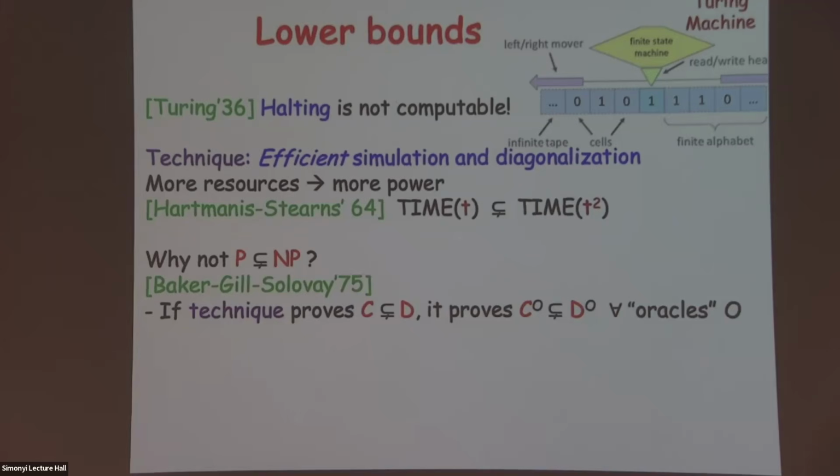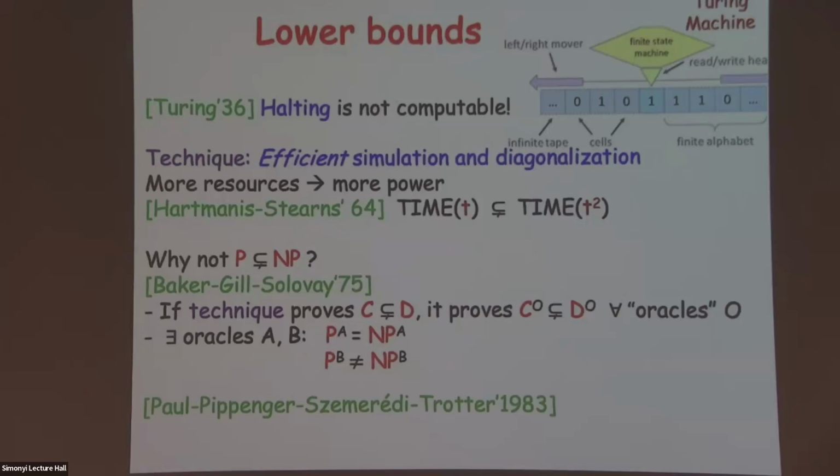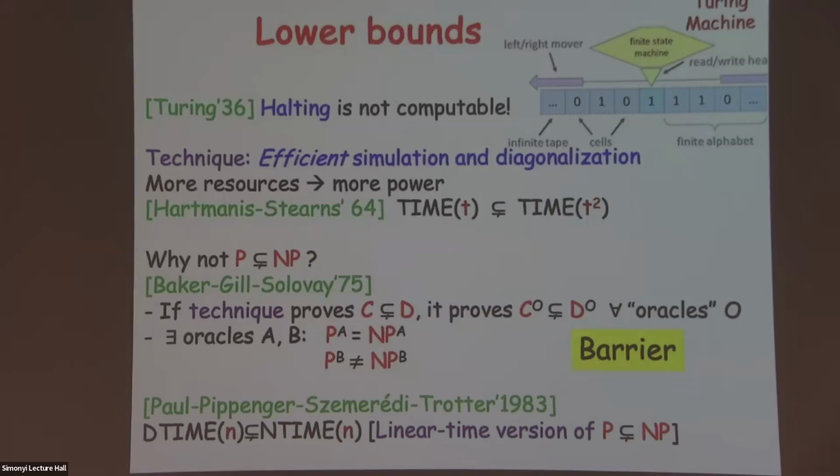And now, in order to show why it cannot do P and NP, you do something very simple. You invent oracles such that under one of them P equals NP, and under the other P is different than NP. So this technique cannot do it. But this is a barrier. So that's a barrier. And now, once you have a barrier, you can try to overstep it.